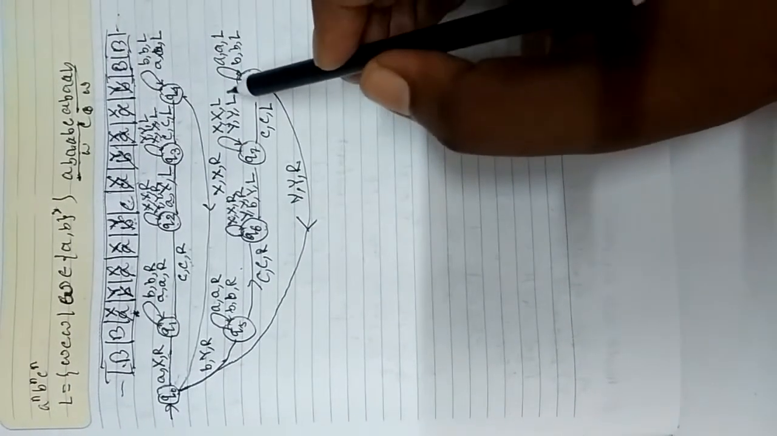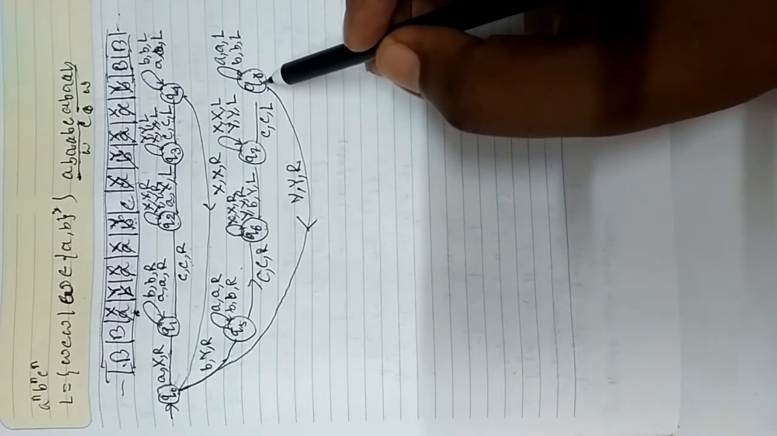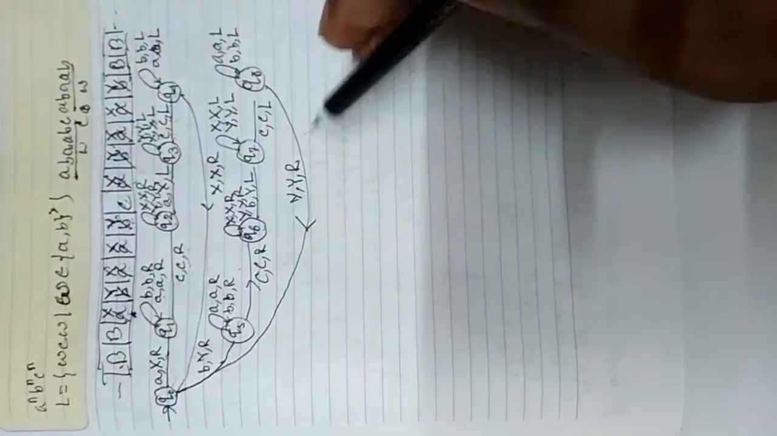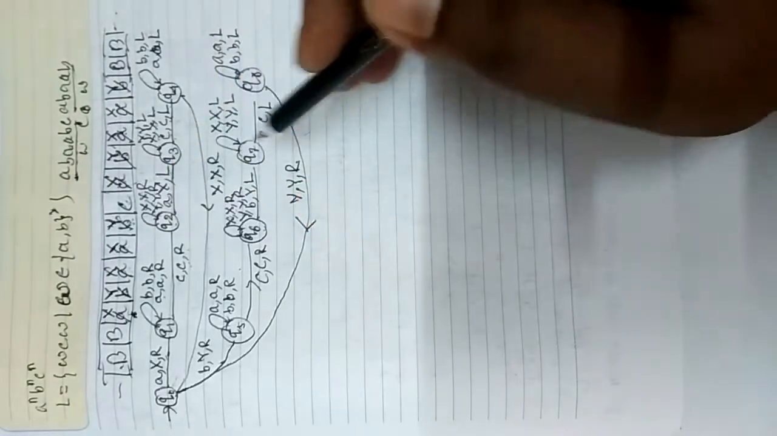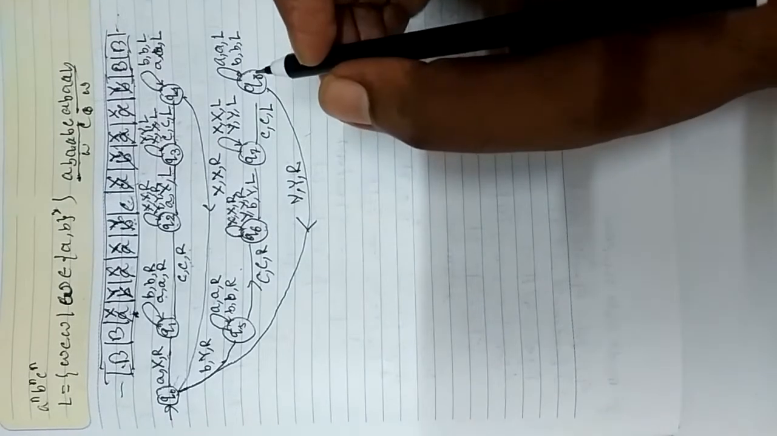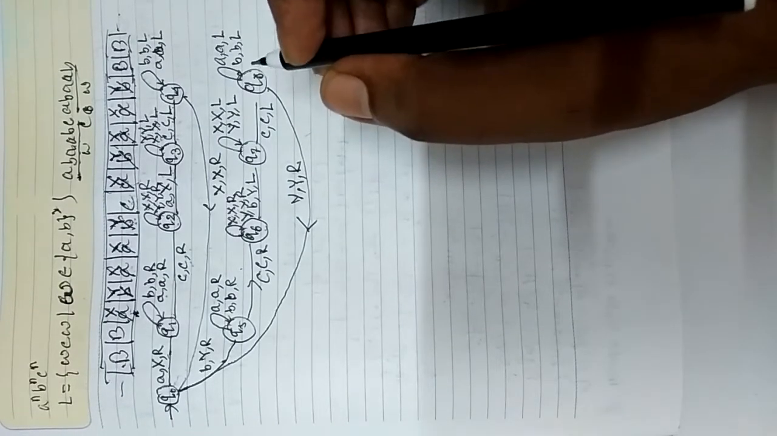And after c, what will happen? It will move left and first read y. So it will read y, and again it will go over here. So this way the entire thing will go.